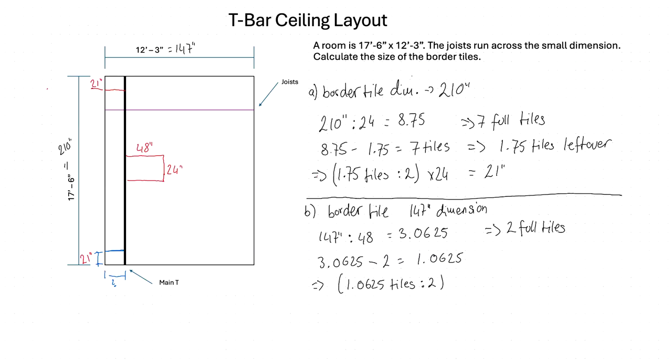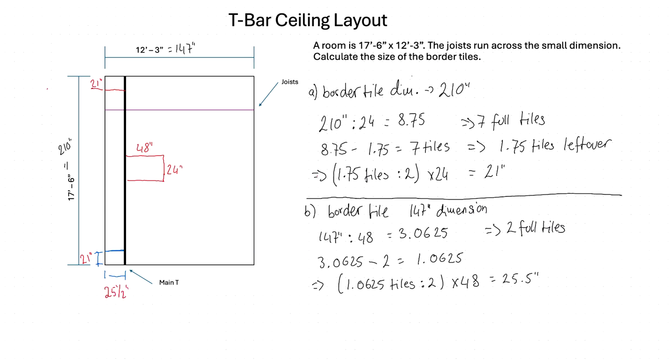And because the tiles themselves are 48 inches long, we need to multiply by 48 again, because 1.0625 divided by 2 gets us 0.53 and change of a tile. And then we need to multiply it by 48 to find out how many inches that actually is. And that comes out with 25.5 inches. So that means this dimension down here, this right here is 25.5 inches.